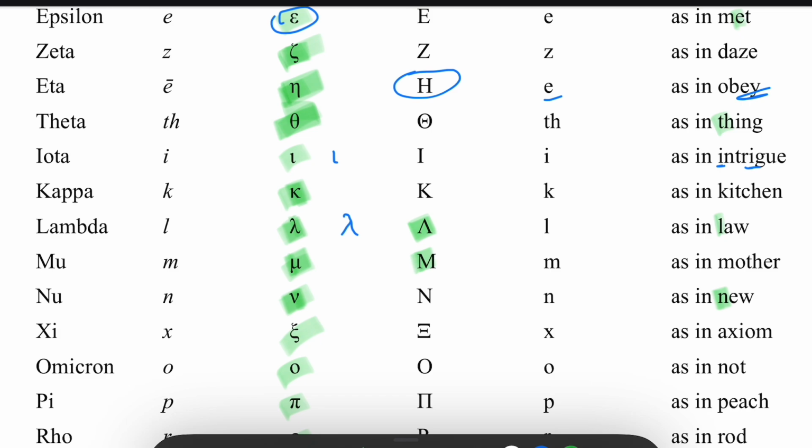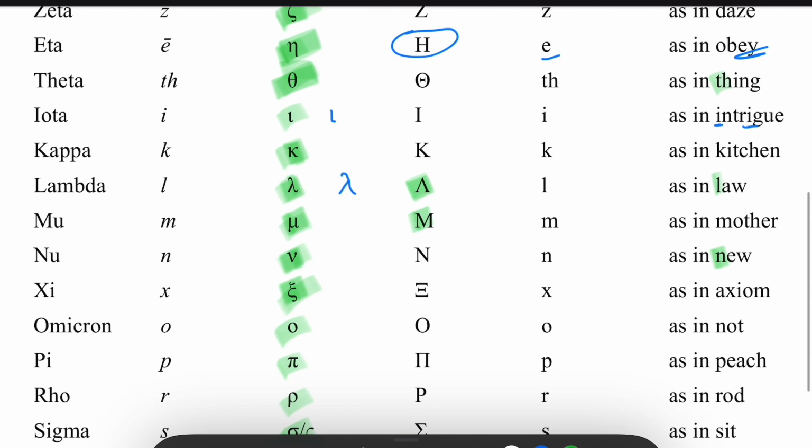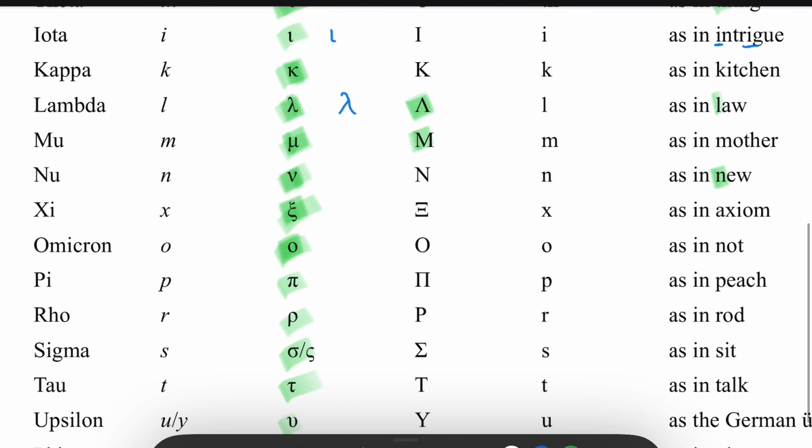Xi is going to be kind of our X sound as in axiom. Omicron sounds like our O as in not. P, don't be confused here. This is technically pronounced as you would say this letter P. As English speakers, we're used to calling this pi, but this is really P. Capital P looks like this, and then it looks just like our English P, as in peach.